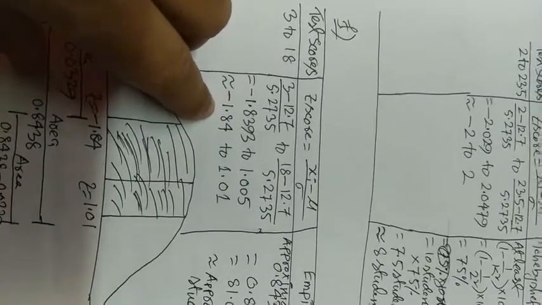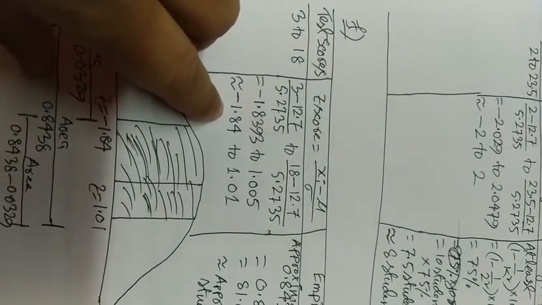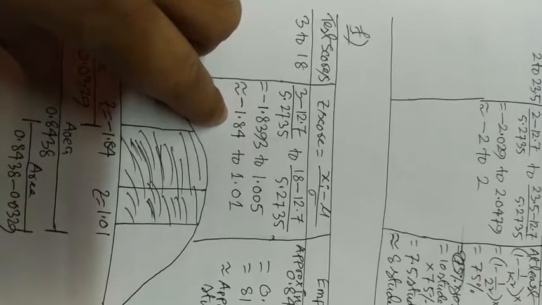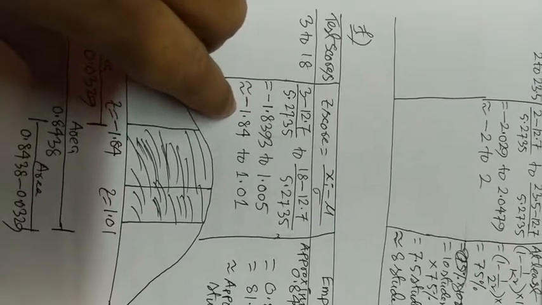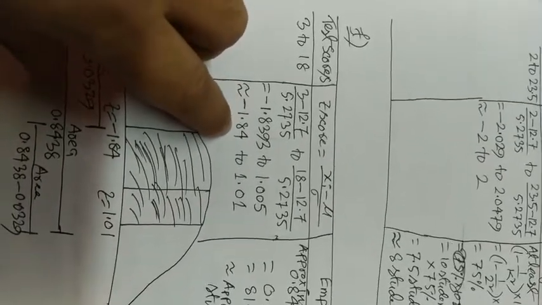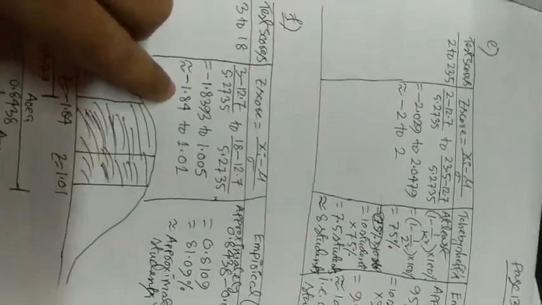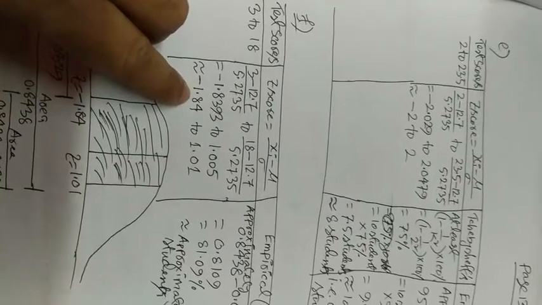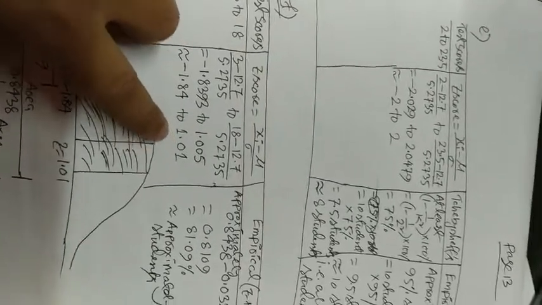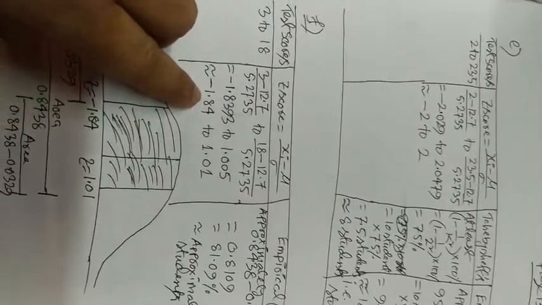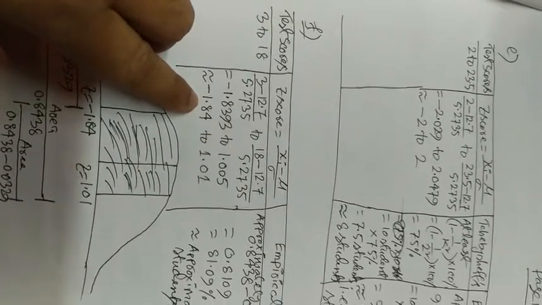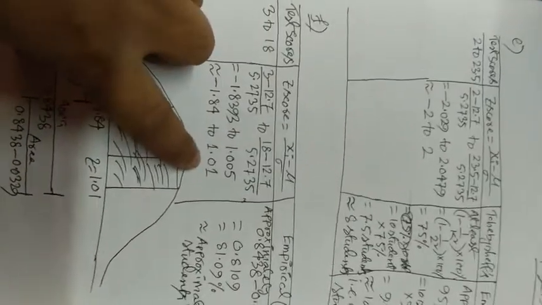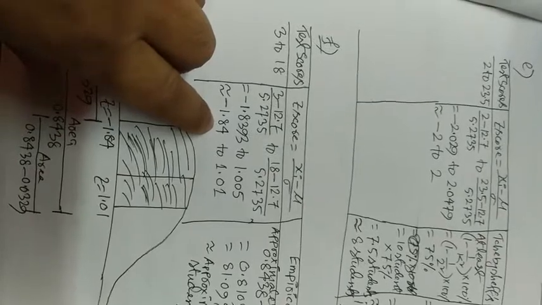As I have told you before, we can only take the value of z up to 2 decimal points. That means we need to round it. That means minus 1.84 to 1.01. So here the value of z is minus 1.84 and here it is 1.01. If you remove the plus minus sign, the absolute values of z are not the same. So that means Chebyshev theorem cannot be applied.